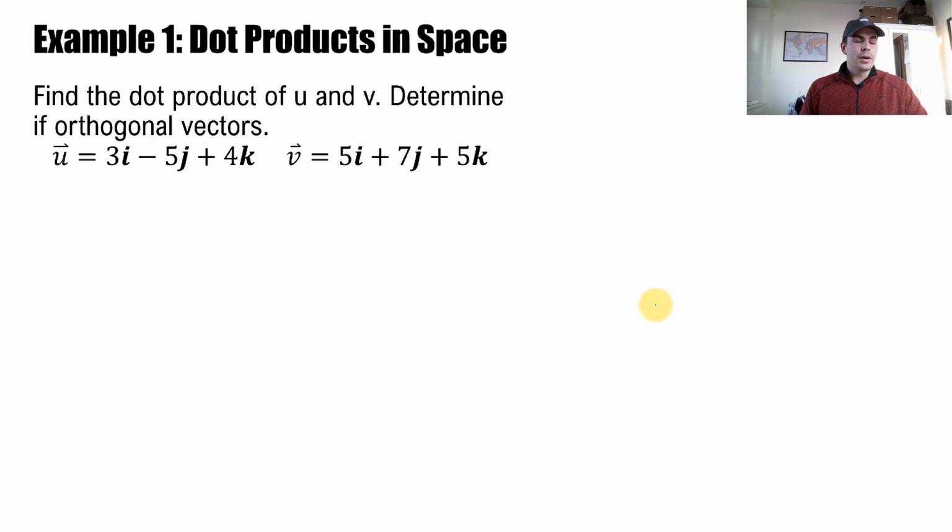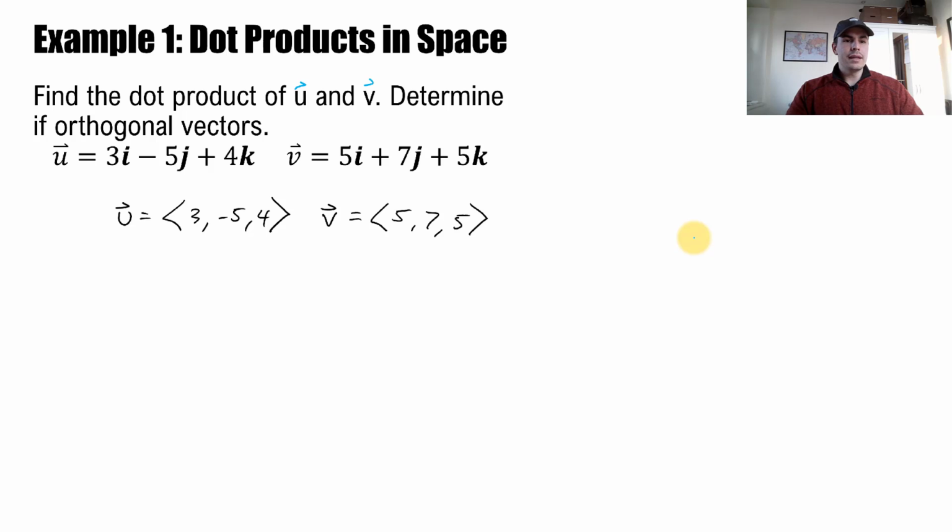Okay, let's find the dot product of vector U and vector V, and determine if they are orthogonal vectors. Vector U is given in a linear combination of unit vectors I, J, and K, and the same with vector V. So I'm going to go ahead and rewrite these in component form. Vector U is U1, U2, U3, and vector V would be V1, V2, V3. So the dot product, U dot V is how we'd say that, remember? It's going to be U1 V1 plus U2 times V2 plus U3 V3.